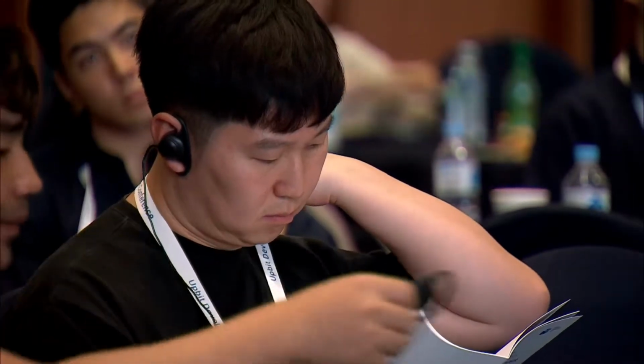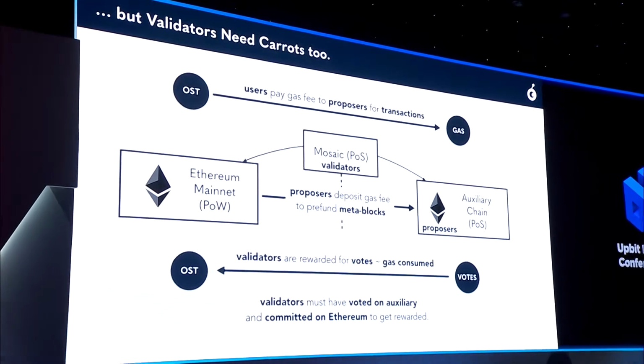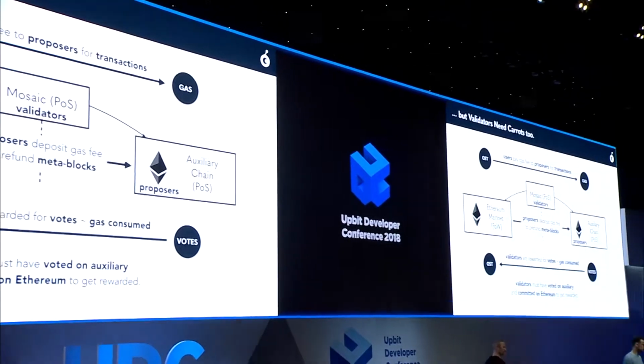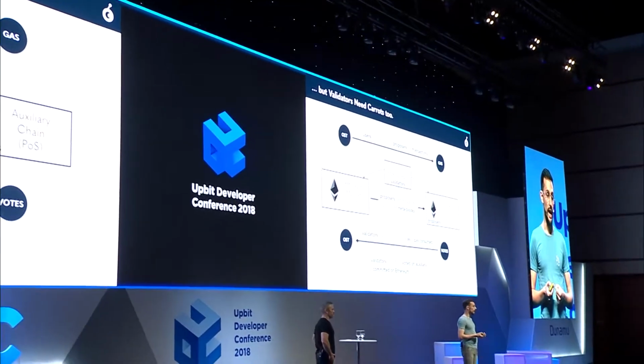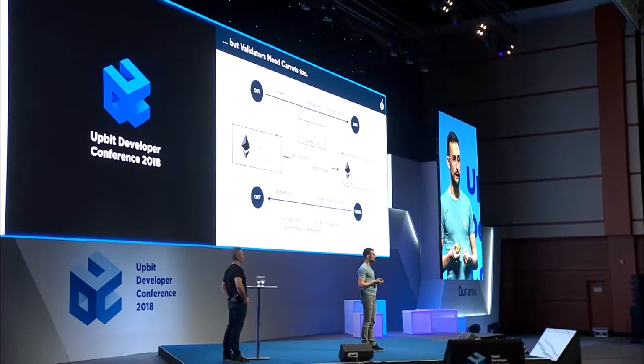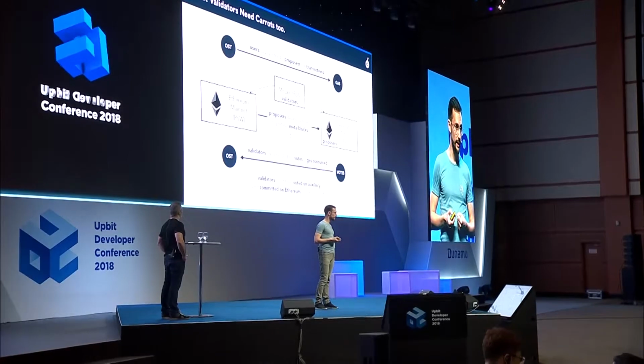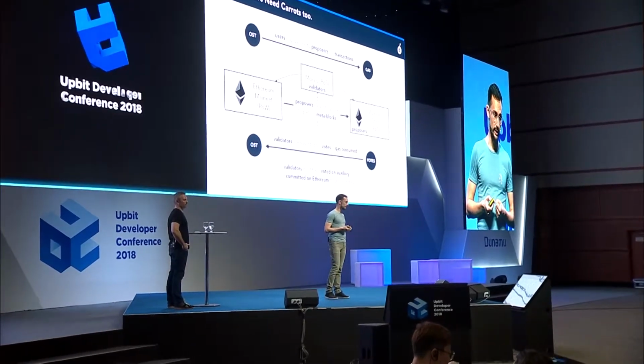But if we have sticks to beat validators, we need to give them carrots as well. And we already have extended the natural gas market of Ethereum. OST becomes the base token on the auxiliary system that users can use to pay for the gas cost of their transactions. And they're paying that to proposers, the auxiliary chain proof-of-stake proposers. And now we add a second gas market to that. The proposers themselves, they have to agree on a gas price that they're willing to pay to the validators of Mosaic for each block that gets committed onto Ethereum mainnet.